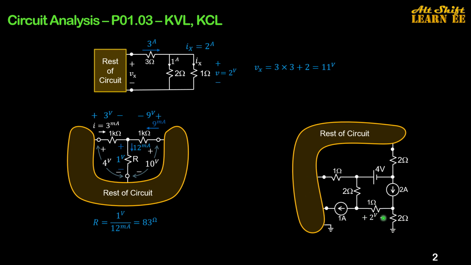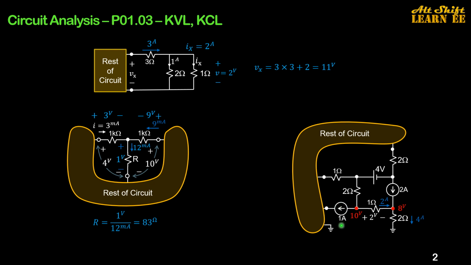Here, you can start from this node, from this element that you know the voltage across it. So the current passing through this resistance is 2 amp. Knowing that, writing the KCL at this node, you can tell that the current passing through this 2 ohm resistance is 4 amp. Hence the voltage at this node will be 8 volt. 8 volt plus 2 volt, you can find the voltage at this node as 10 volt.